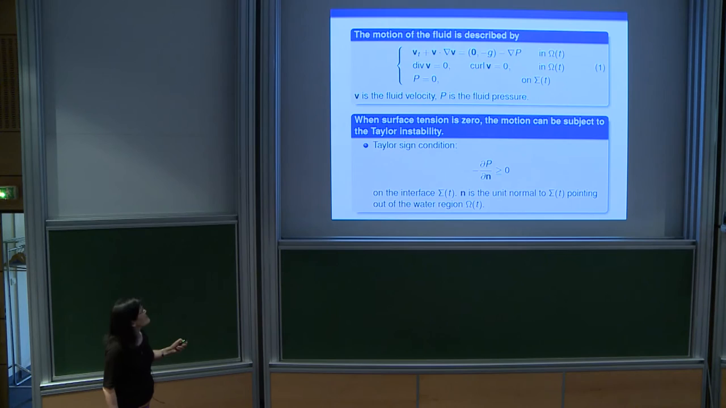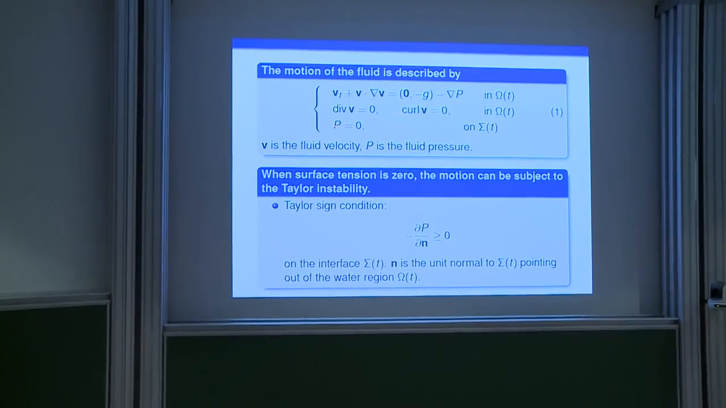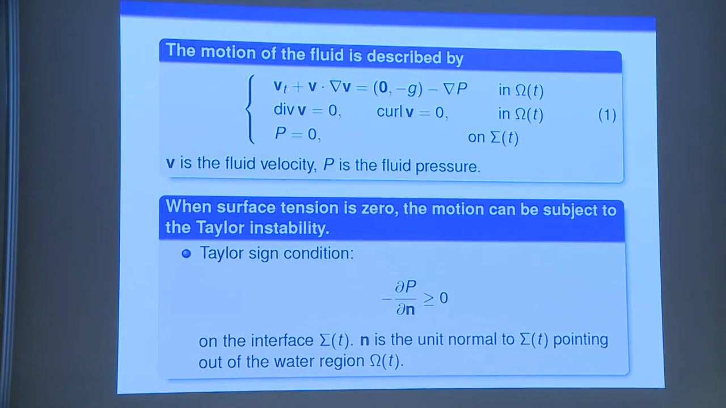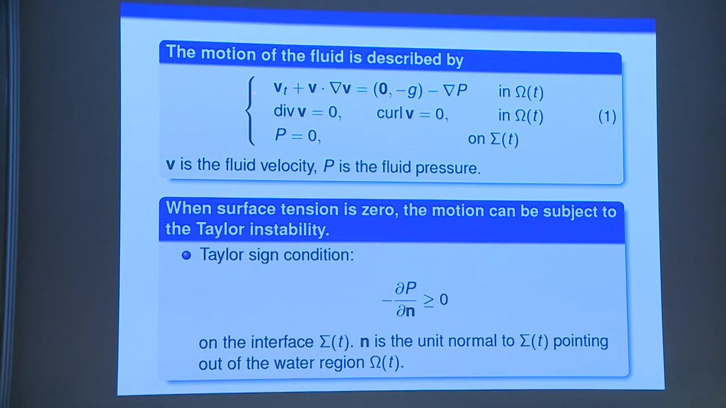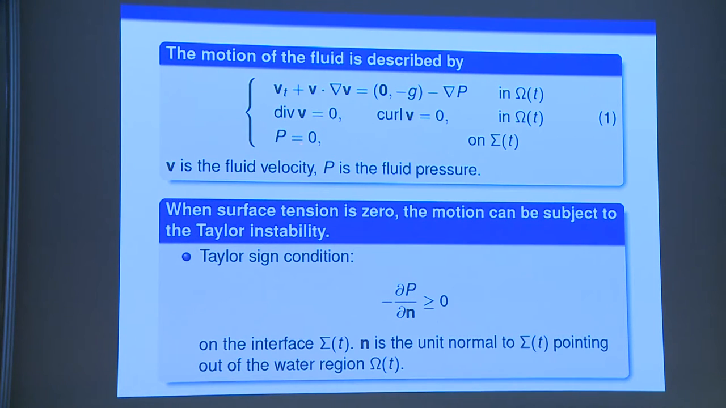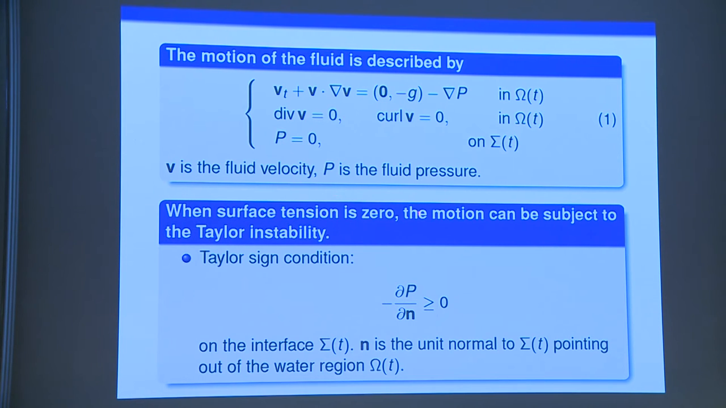So this is the basic equation, and we have seen it already last week in the lecture of Professor Tataru. The first equation is the Euler equation: the left-hand side is acceleration, v is velocity, and the right-hand side is the force term. Here we assume the density of the fluid is 1, so this is really force equals mass density times acceleration. Divergence 0, curl 0, so incompressible, irrotational. And because we assume the surface tension is 0 and the air density is 0, the pressure force from the air is 0 on the interface. So the pressure is 0 everywhere on the interface.